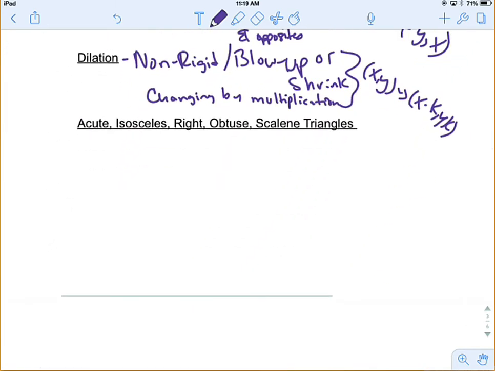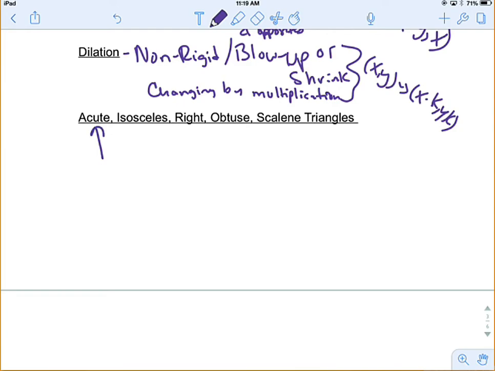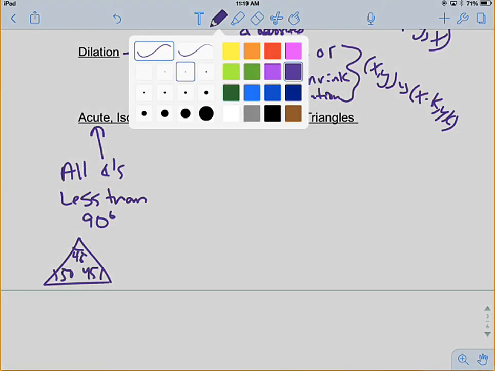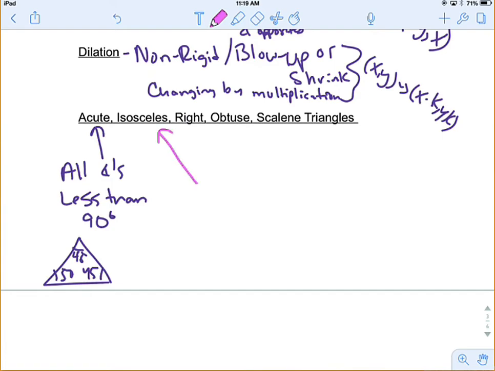Okay, last thing, let's talk some triangles here. Acute, that just means all angles that are less than 90. So something like this would be acute, where this is like 50, this is like 45, and this would be like 45. All three of those angles are less than 90 degrees. That makes it an acute triangle. Isosceles just means two sides congruent. There are acute isosceles, there are obtuse isosceles, there are right isosceles. The only requisite is that you have two sides that are the same.